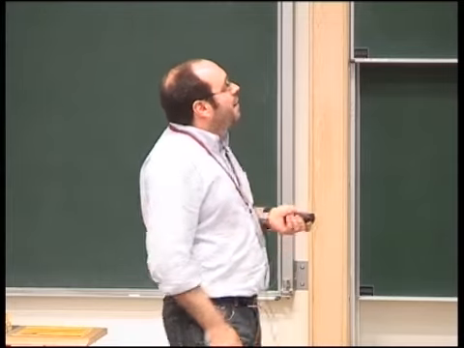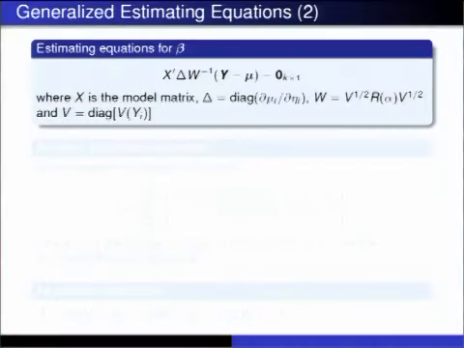So here are the estimating equations for beta, our fixed effects in our model. You can see they are just a generalization of the score equations for a GLM. The generalization being we've got our working correlation matrix sat in the matrix W.